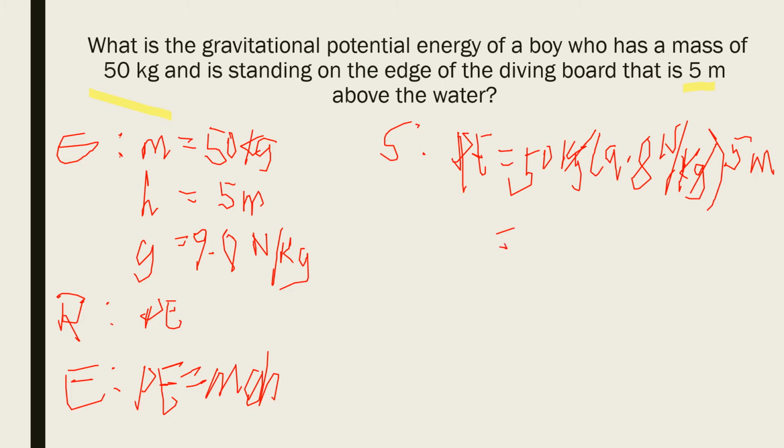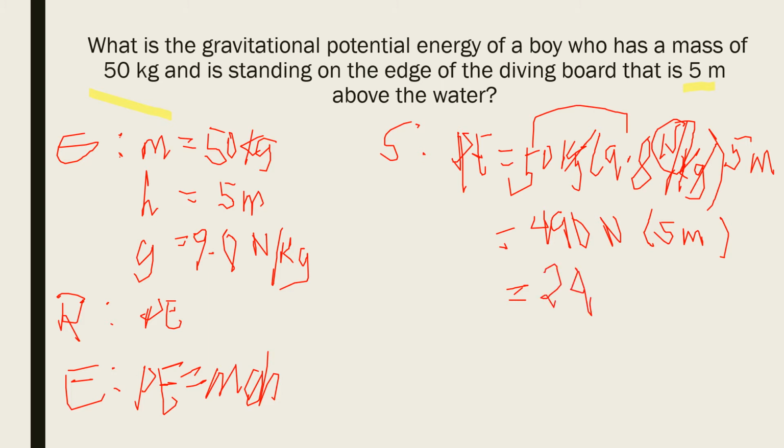So the first thing that you need to do is to multiply 50 by 9.8. 50 times 9.8 is equivalent to 490. And the remaining unit for this is actually Newton. Then you're going to multiply it by 5 meter. 490 multiplied by 5 meter is equivalent to 2,450 Newton meter, or Newton times meter. So that is our answer.